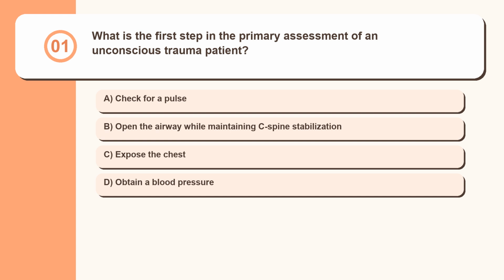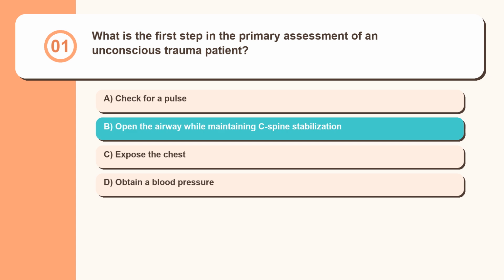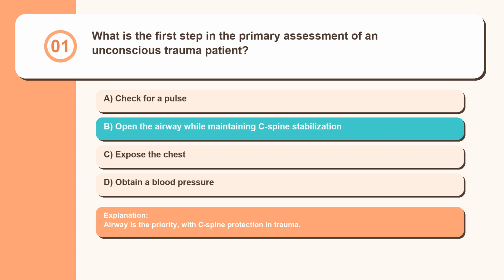Question 1. What is the first step in the primary assessment of an unconscious trauma patient? Check for a pulse. Open the airway while maintaining C-spine stabilization. Expose the chest. Obtain a blood pressure. Airway is the priority, with C-spine protection in trauma.